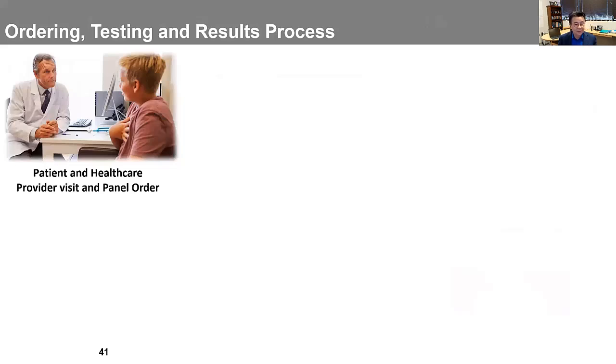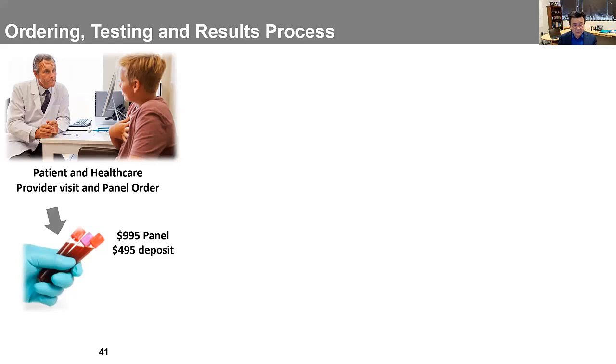So one thing we'll wrap up with is, if you're interested, how do you order testing? Well, we require that a clinician order the test in order to be able to take care of the patient. The blood tubes are sent to us. The panel price cost is $9.95 in the US.